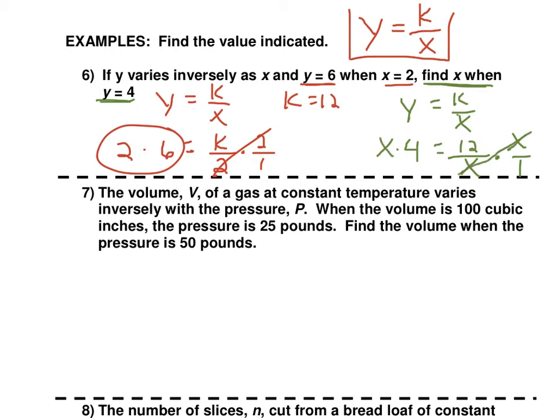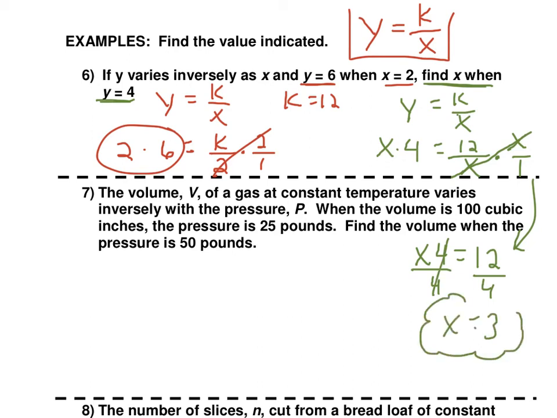The x clears over here, so now I have 12 over 1, which is 12, so I'm going to finish down here. And on this side I have x times 4. Now I'm just going to finish this out by dividing by 4. So I get x is equal to 3. So that would be my answer. When y is 4, x is 3.